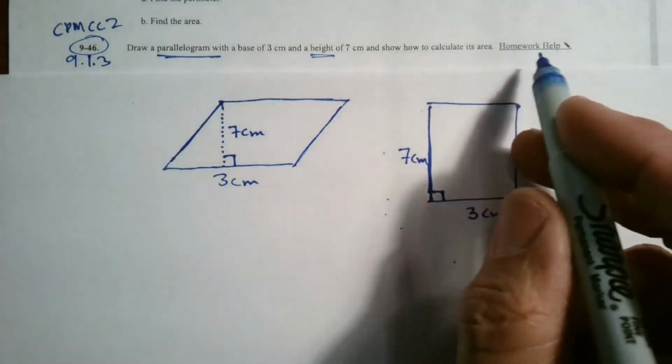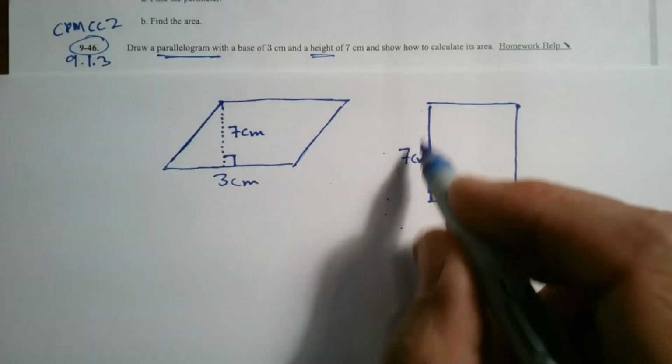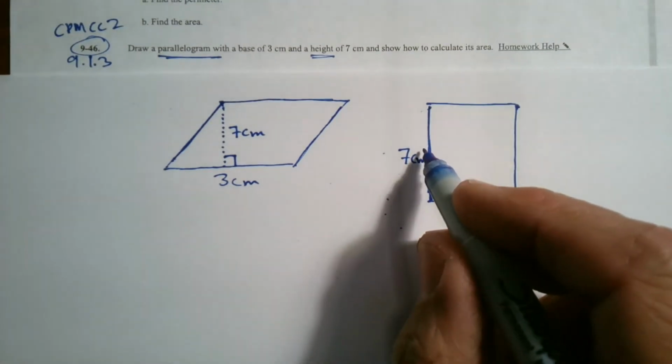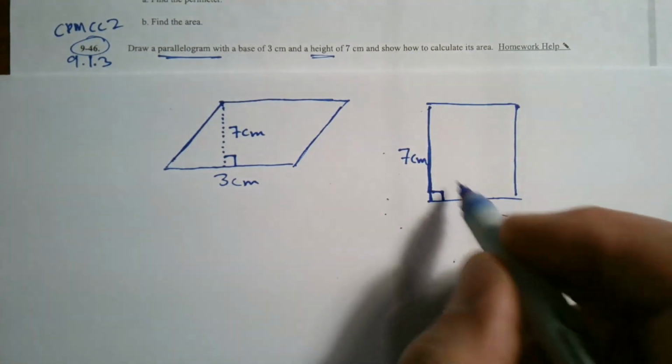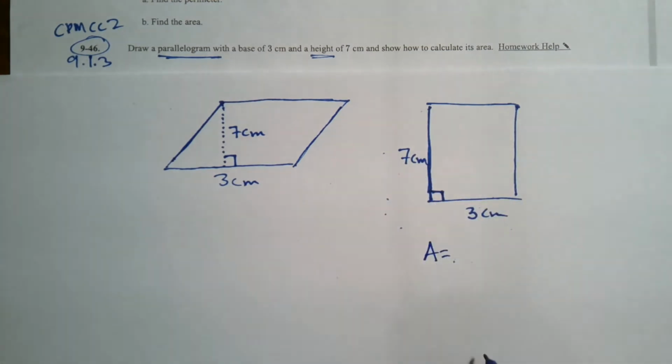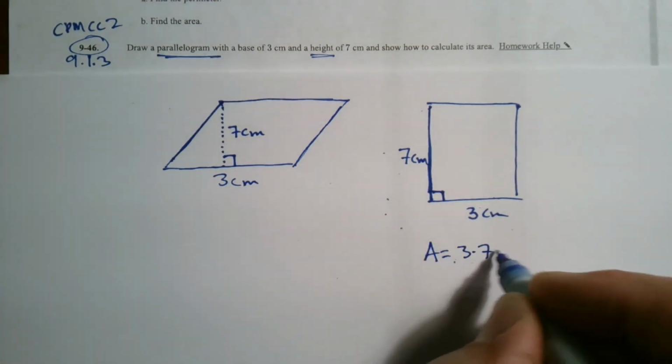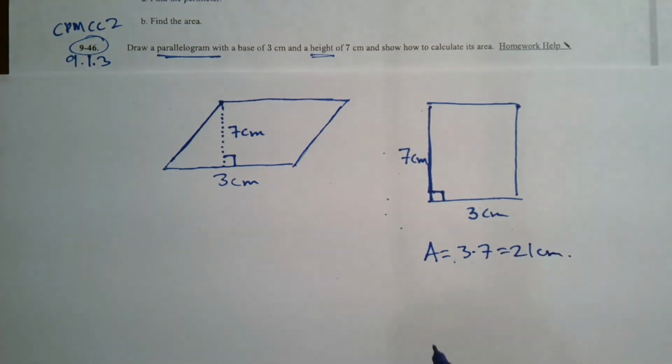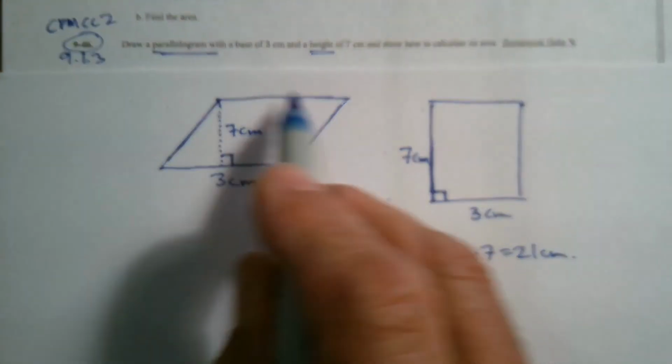So how do we find the area? Well, area of a rectangle is base times height, right? It's length times width. It's base and height. So the area here is 3 times 7, which is 21 centimeters. It's the same in this parallelogram.